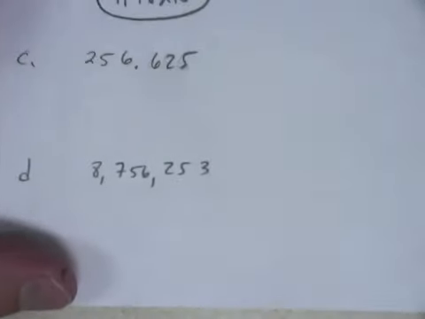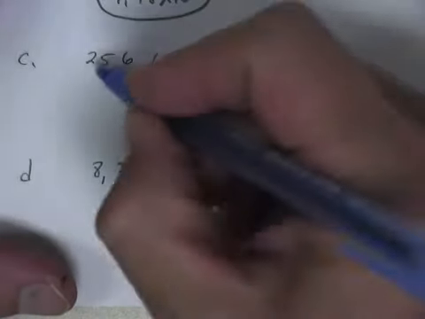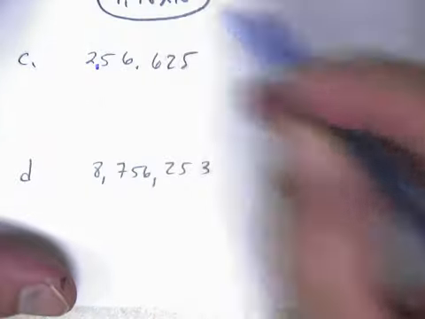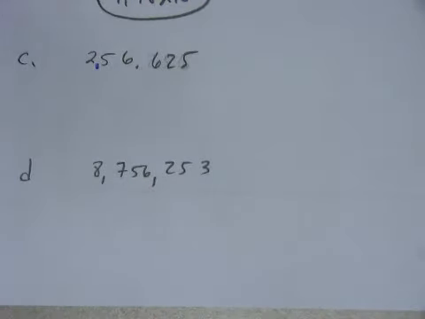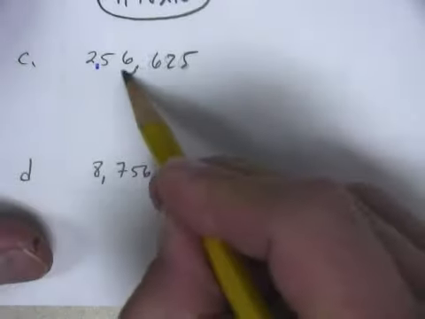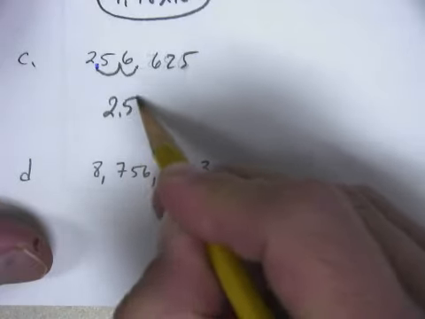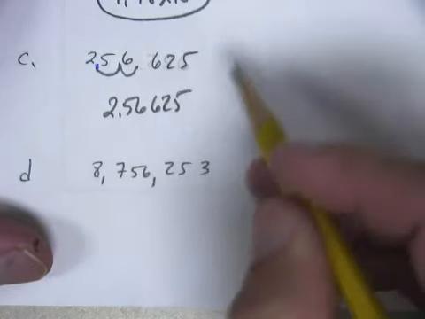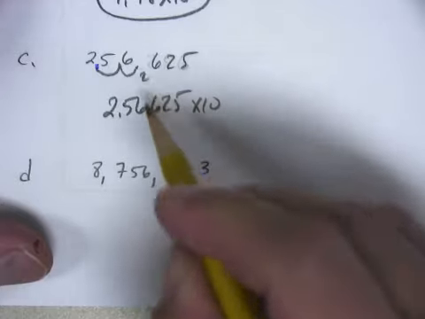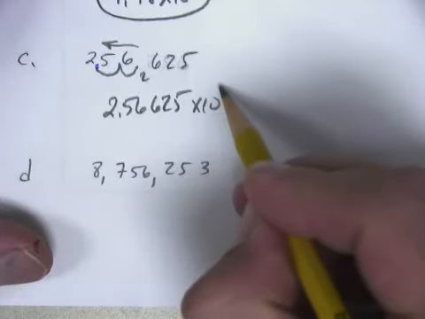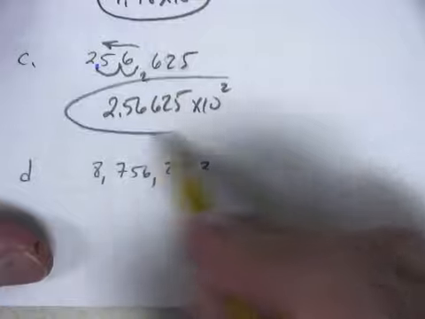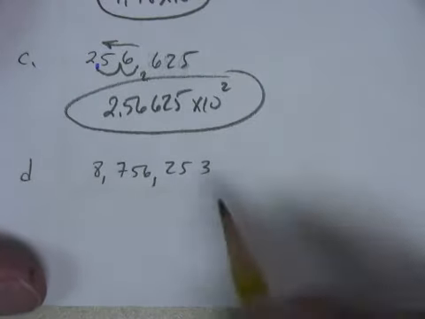Okay, let's see what you came up with. Here's the first one. Let's see, our new decimal is going to have to go right here. 2.56625 is smaller than 10 and still bigger than or equal to 1. So how many places do I have to move it? 1, 2. So it's going to be 2.56625 times 10. See, that was 2, so I moved it to the left. Times 10 to the positive 2. And there it is.